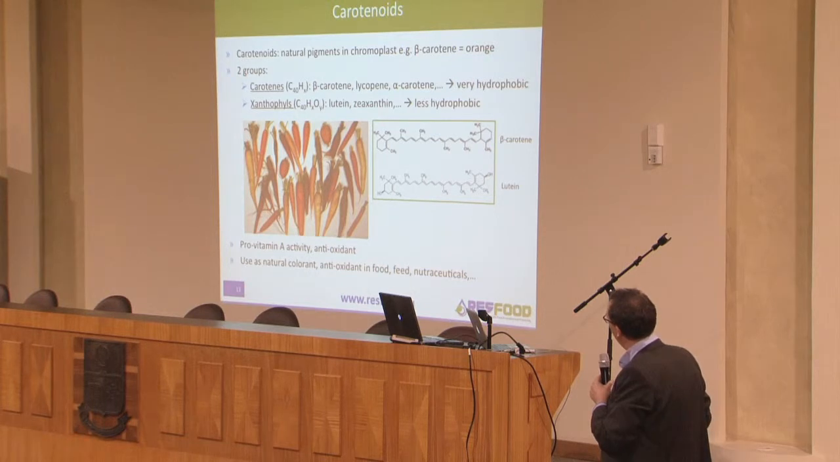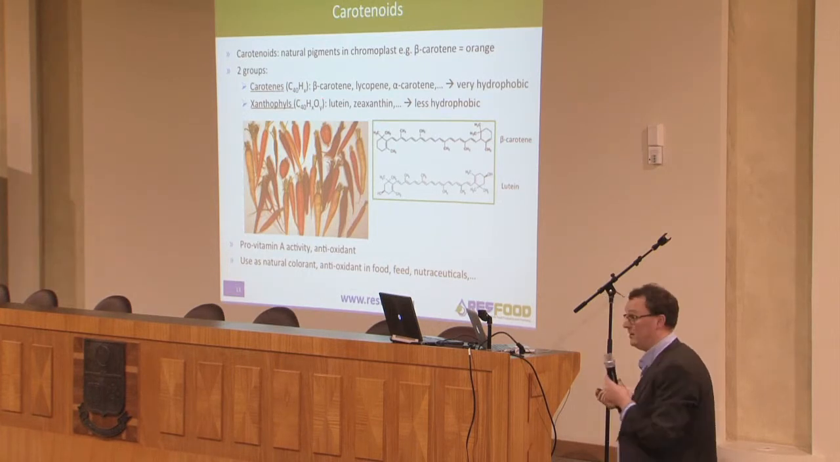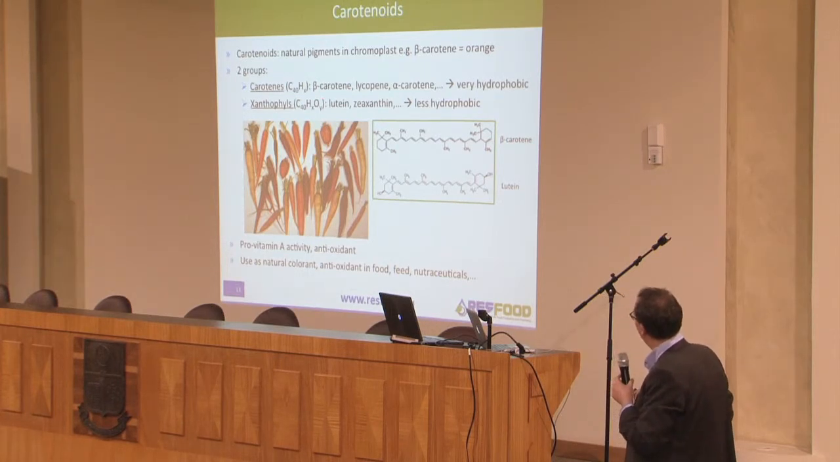There are two groups. You have carotenes, which contain only carbon and hydrogen, like beta-carotene. This is here the chemical structure. And it makes them very hydrophobic, since there is no oxygen. Compared to the carotenes, xanthophylls contain also oxygen, for example lutein. The oxygen makes them less hydrophobic, but they are still rather hydrophobic. And this is the chemical structure, so here we have the hydroxyl groups.